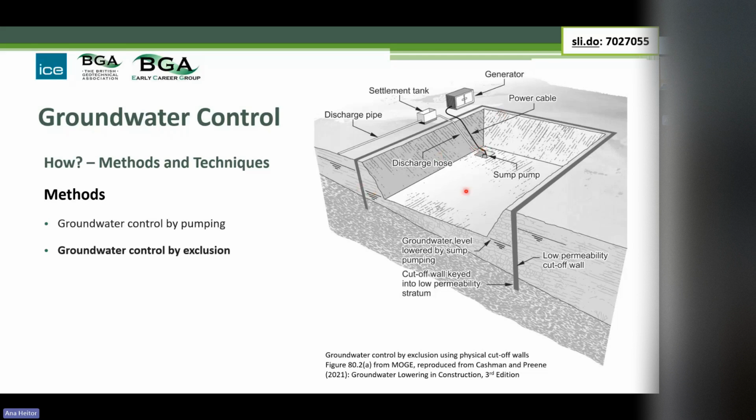We pump a much smaller quantity of groundwater than for a pumping system, and we lower the groundwater level. And importantly, we're hardly lowering the groundwater level on the outside. So if we're worried about external impacts, these exclusion methods can be very attractive.